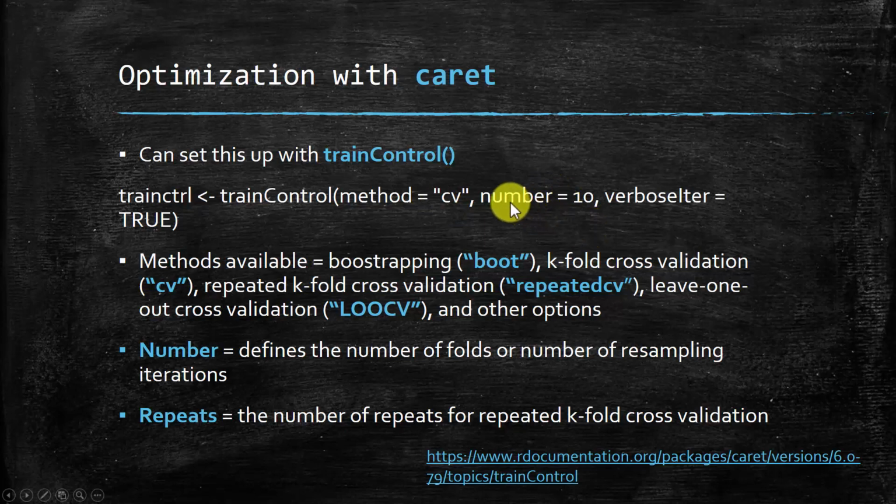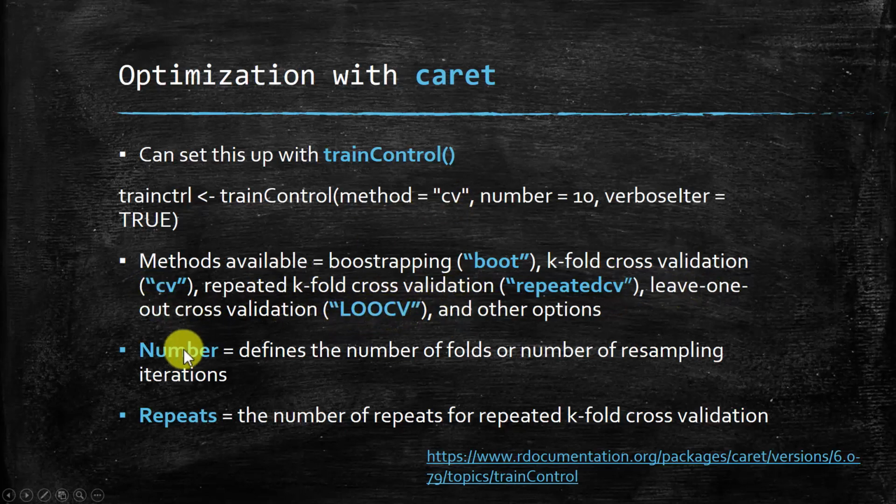Number in this case is the number of folds, so we're using tenfold. And then verboseIter is equal to TRUE. That's just a command that you can use to make it actually print as it goes, so you can see how it's progressing. You might not need to do that, but it's not necessarily a bad idea because it does give you a sense of how long it's going to take. Methods available within caret to do the optimization include bootstrapping, which would be specified as boot. K-fold cross-validation is cv, specified there. Repeated K-fold cross-validation is repeatedcv. Leave one out is LOOCV, and then there are some other options.